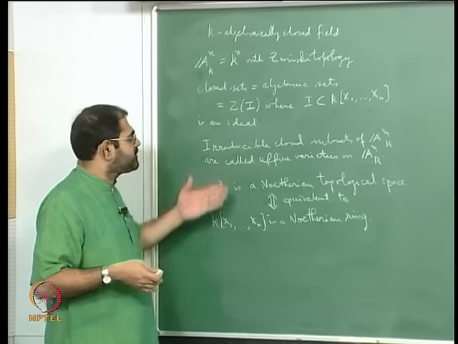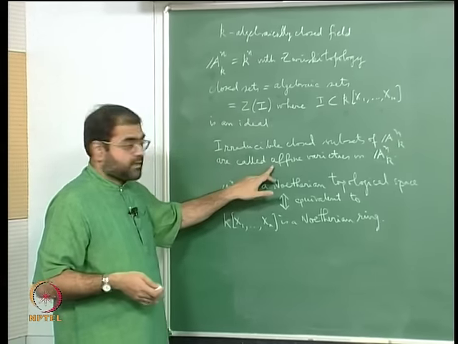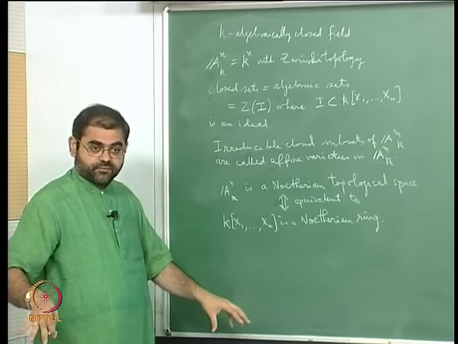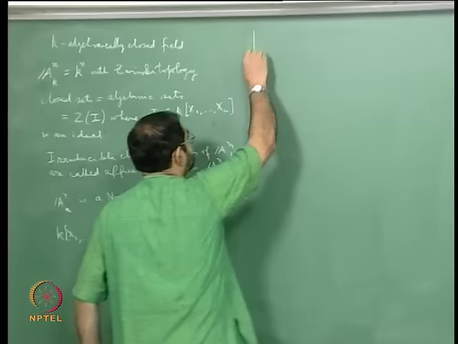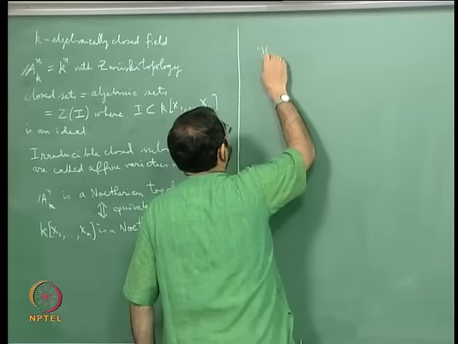Now I stated a theorem. This is the theorem that will let us prove that any algebraic set can be decomposed into a union of affine varieties. So let me recall that theorem and let me try to prove it. So here's a theorem.